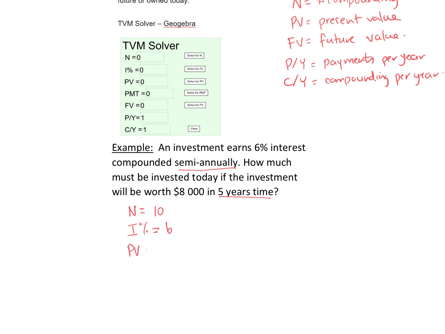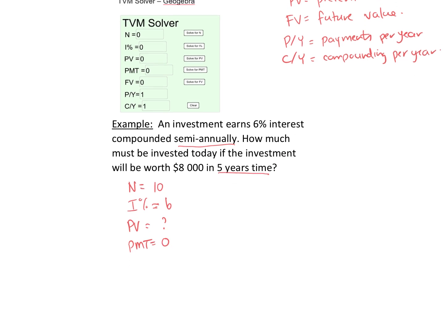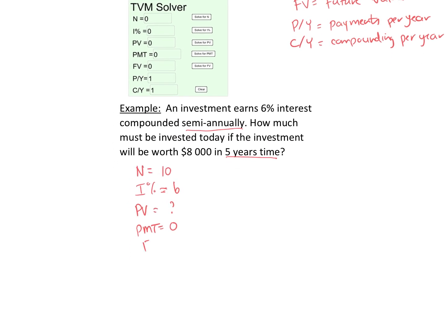Present value is what we're looking for. So put a question mark. Payment we don't have to worry about because we're not doing a payment. That will be in a later example. Future value is what we wanted at the end, which is 8,000. Payments per year and compounding per year are both going to be 2 because we're going to earn interest semi-annually and we're going to be paid interest semi-annually. So those tend to be the same.